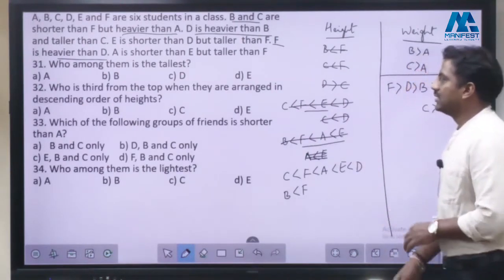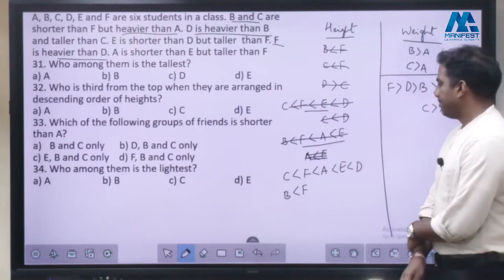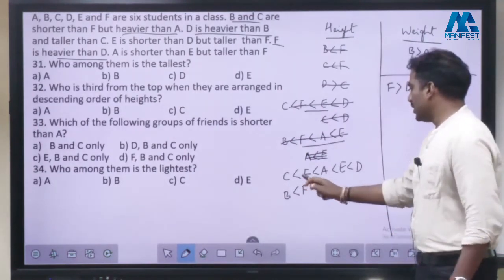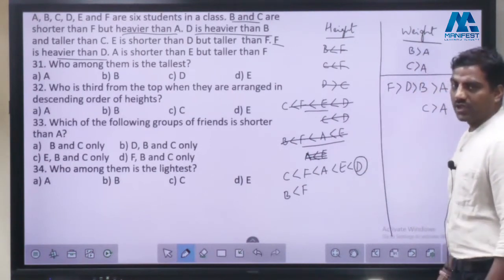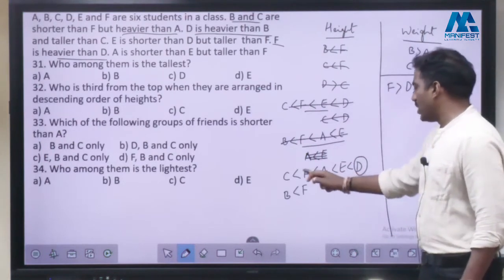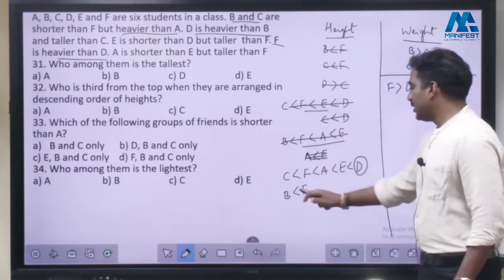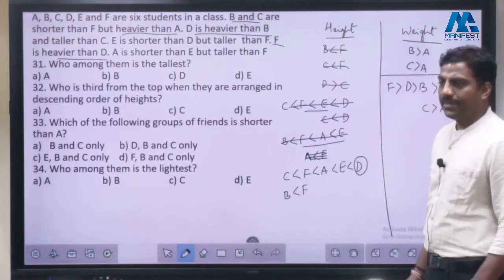Let us look at the question. Who among them is the tallest? See, all these are smaller signs. So D is the tallest actually. Yes or no? And do we have all the 6 persons here? 1, 2, 3, 4, 5, and B is the 6th one. So all are present here. Among them, D is the tallest.